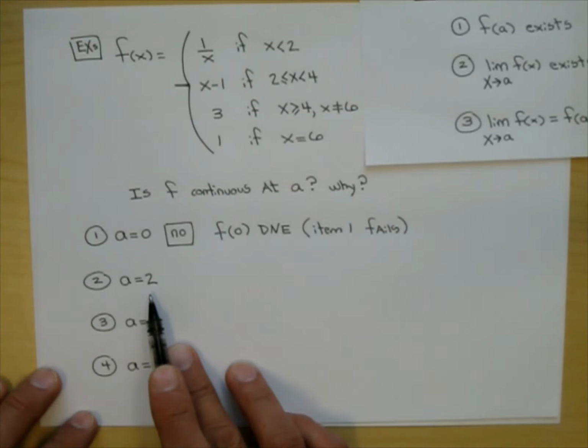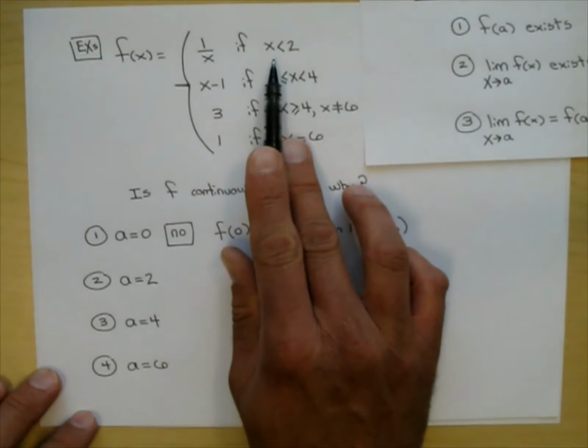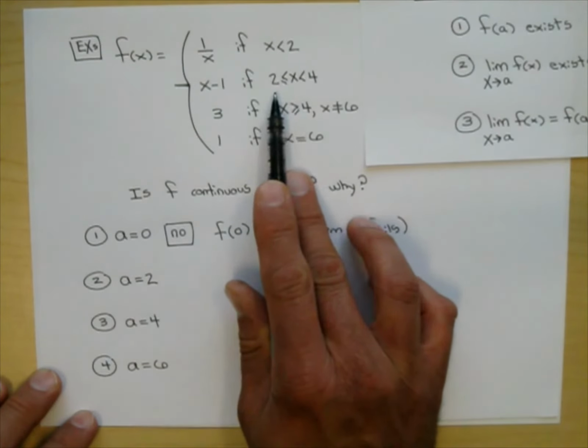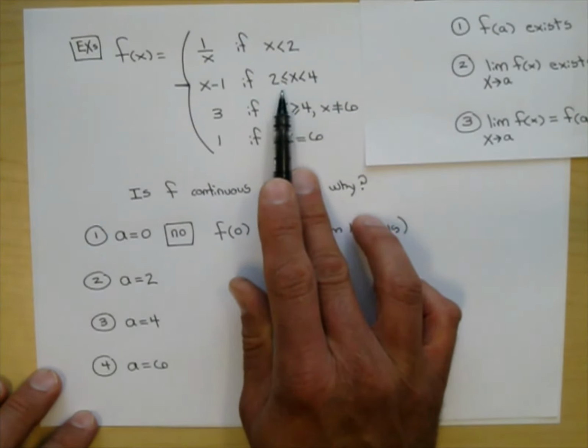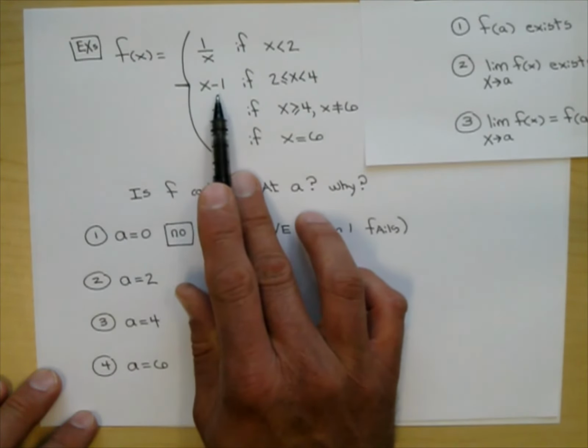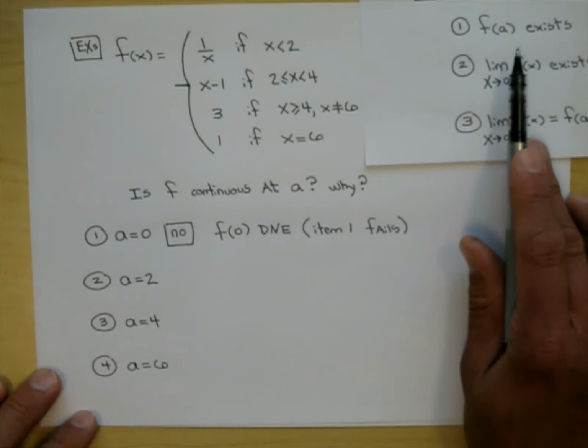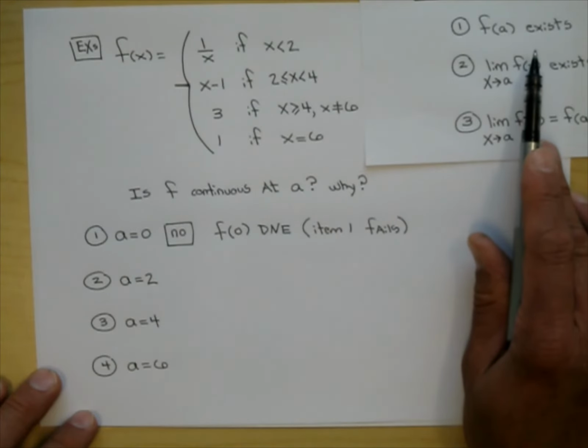Okay, A equals 2. Well, if we fed this a 2, it wouldn't take the top road because 2 is not less than itself. But 2 is equal to 2, so it would take this middle road. So f of 2 does exist, so the first condition on the checklist works.